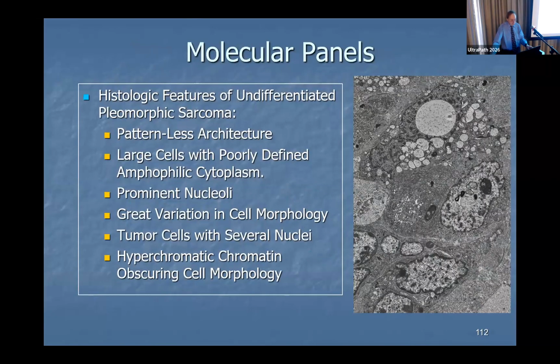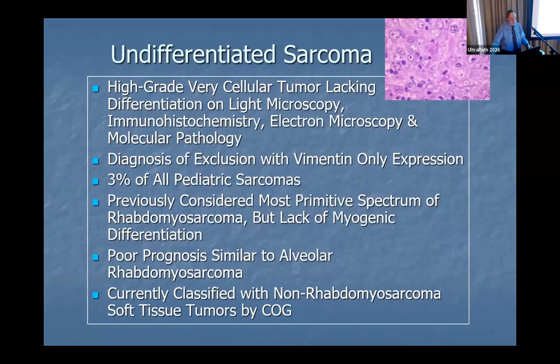So with this, you came down to an undifferentiated pleomorphic sarcoma. You can see it has this patternless architecture. We saw large cells with some cytoplasm, with great variation in cell morphology. We also saw giant cells and very hyperchromatic chromatin. So these are basically the features that you see in undifferentiated pleomorphic sarcoma.